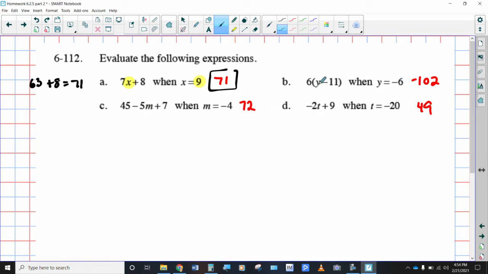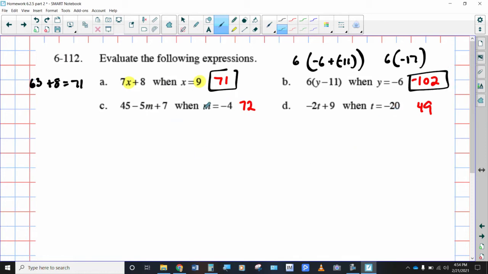Here we're going to plug in a negative 6. It becomes negative 6 minus 11, which is the same as negative 6 plus a negative 11. That becomes negative 17. So what is 6 times negative 17? Well, use your calculator. You'll see it's negative 102.